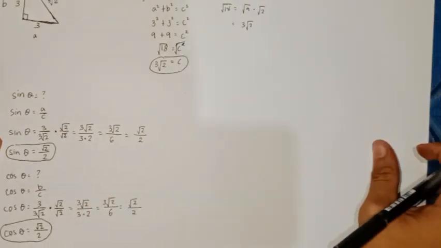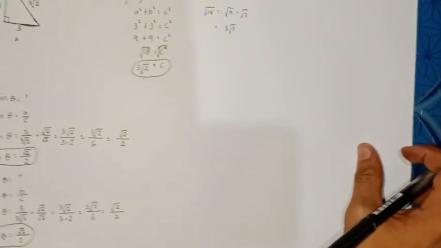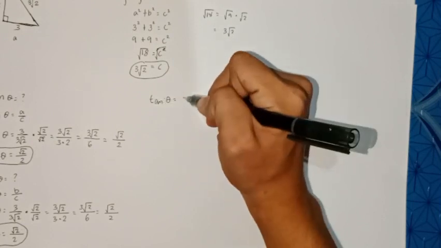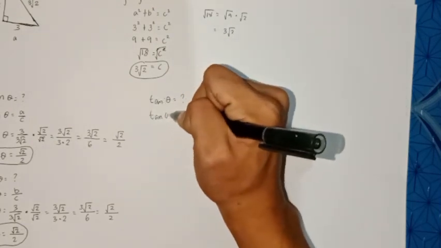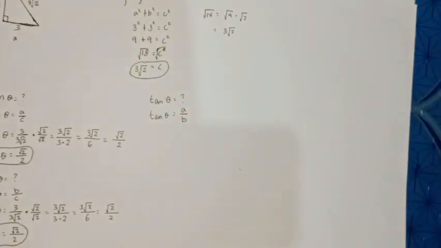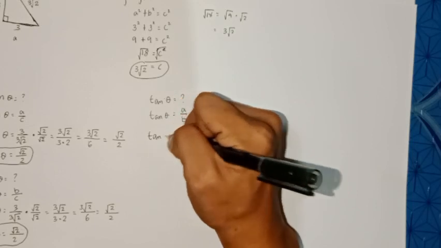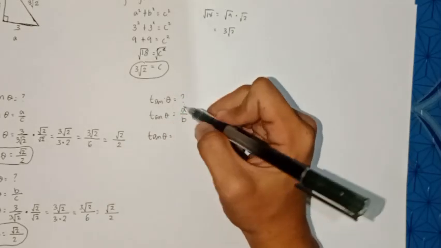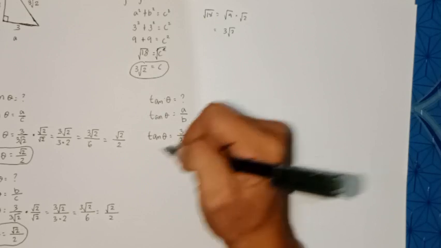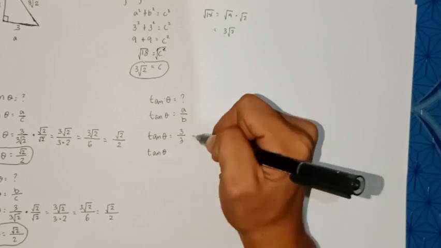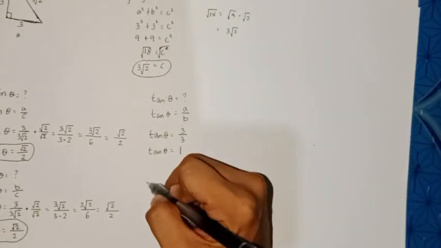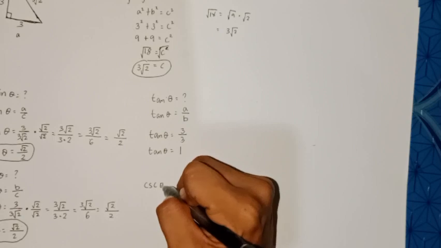Now, let's find the value of tangent. Tangent theta is equal to opposite over adjacent. So tan theta is equal to our opposite is 3, our adjacent is 3. So tangent theta is 1. Next, we will find the value of cosecant theta.